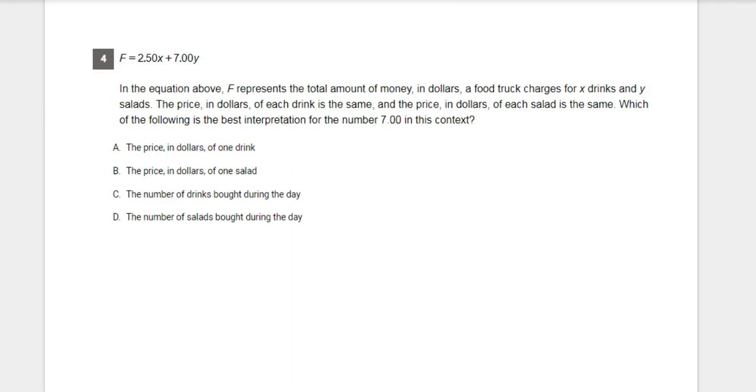All right, number 4 looks like we have an equation. Looks linear. I don't see any powers or squares or cubes or anything, so it looks like it's a line. In the equation above, F represents the total amount of money in dollars a food truck charges. The key parts here that we need to see are what X and Y are. Well, X is the drinks, and Y represents salads.